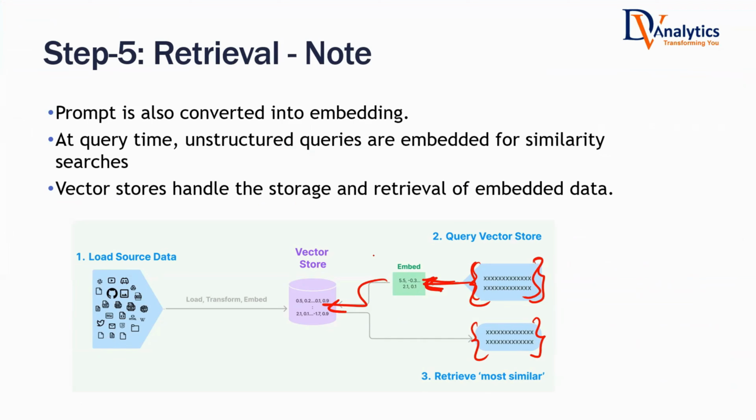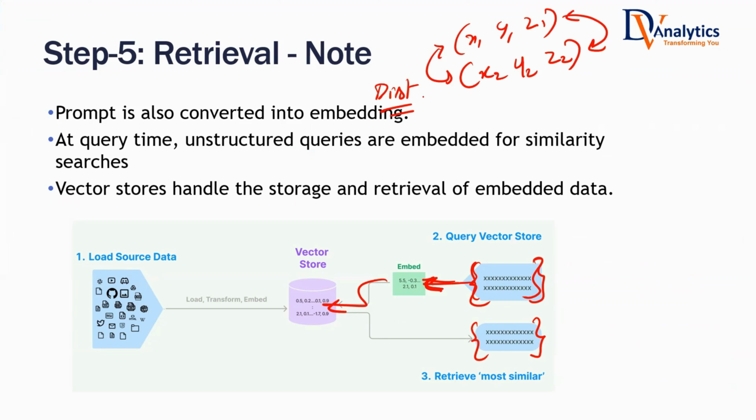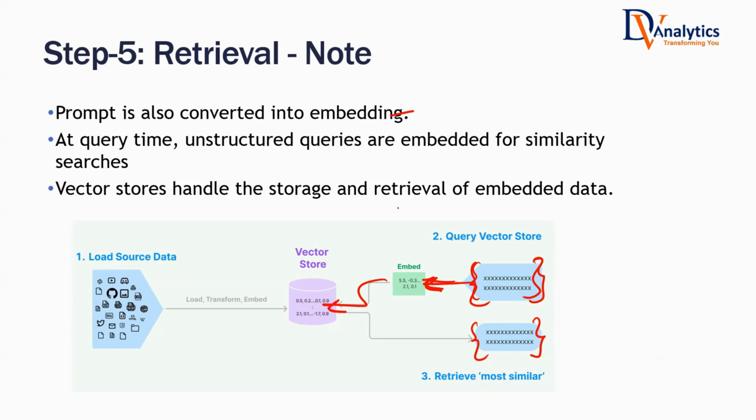There are multiple similarity scores. If you have a vector x1, y1, z1, and you have another vector x2, y2, z2, you can always find the simple similarity by calculating the distance between them. You can calculate the Euclidean distance. You can consider these as two points and find the distance between them, or use cosine similarity, or correlation, or Jaccard distance. Some kind of similarity score is calculated.